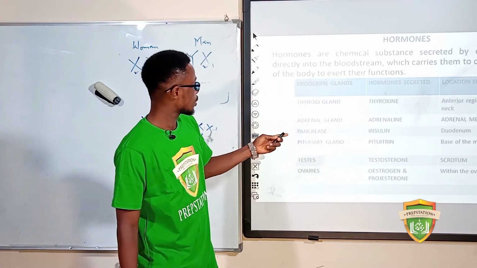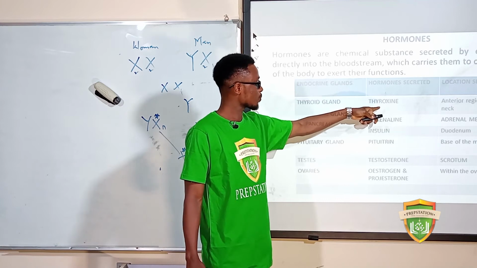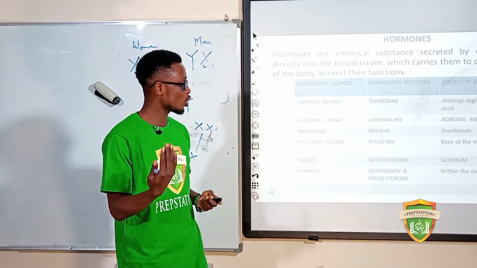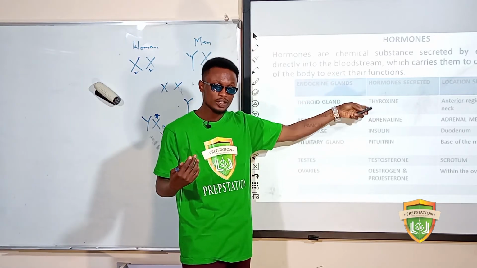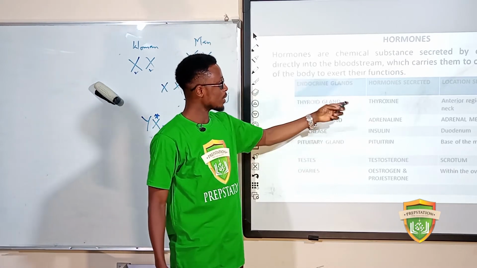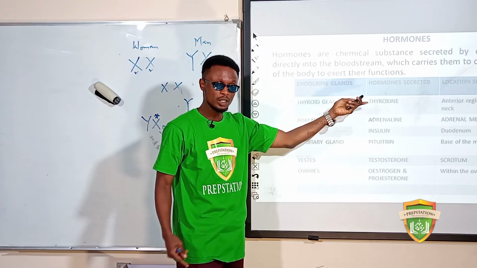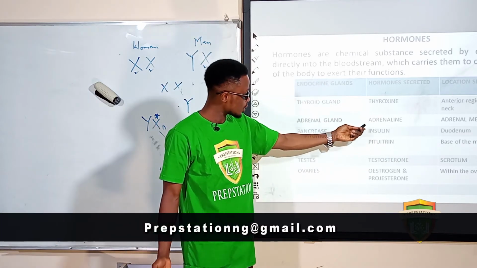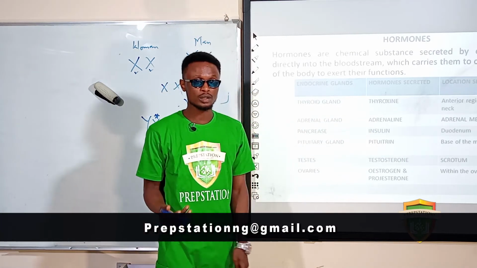Then this tyrosine is a growth hormone. That's the one that will tell if somebody will be tall or short. When there's over secretion of tyrosine, it will lead to what they call gigantism. The person will be very tall, very big. But when there's under secretion of tyrosine, the person will be short. Then this one is emergency hormone. This insulin now helps to do what?